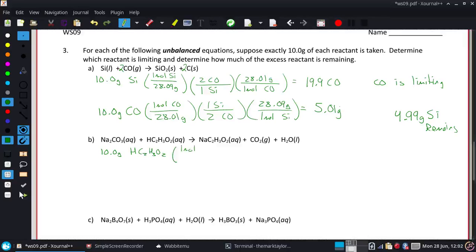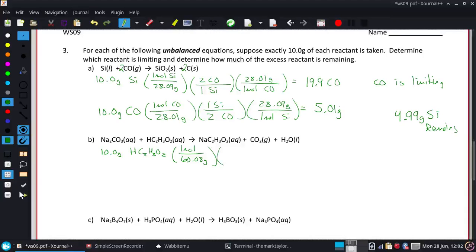And we're doing the same type of thing as we did up here, so we're converting it to moles. And acetic acid happens to have a molecular weight of 60.08 grams. All right, and I want to relate it to these two. But remember, this was not a balanced equation.